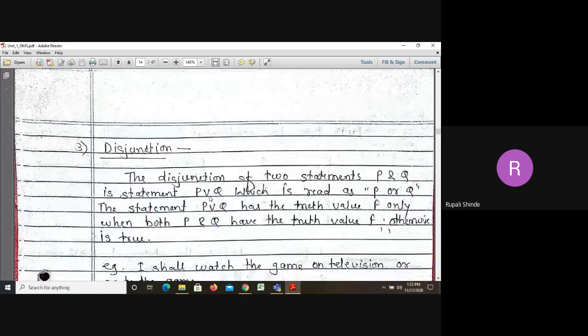Now, the third connective, that is disjunction. Disjunction means what? OR operator. So the disjunction of any two statements P and Q is the statement P or Q. This is the symbol for disjunction, and this can be read as P or Q. This statement P or Q has truth value F only when both P and Q have their truth values F. Otherwise, it is true. So from this statement, we can form the truth table for this disjunction.